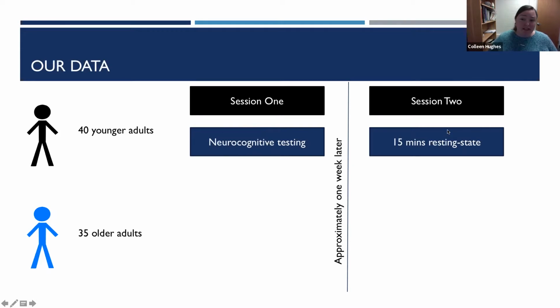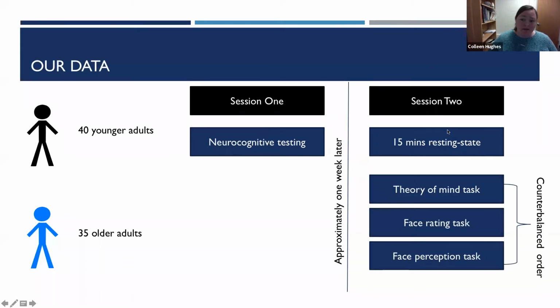And then we also collected 3 task scans related to social cognitive abilities that differ with age. I'm going to focus a lot on the theory of mind task that we had because it had the greatest quantity of data, but also has a performance aspect based on accuracy where the other 2 don't. So it's a little bit cleaner in its interpretation for these analyses.